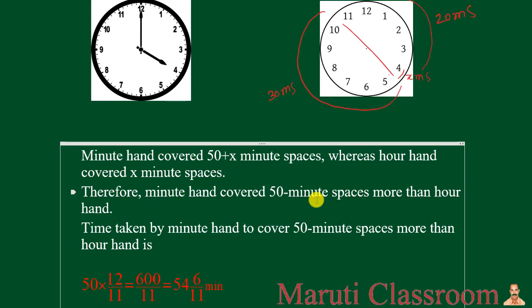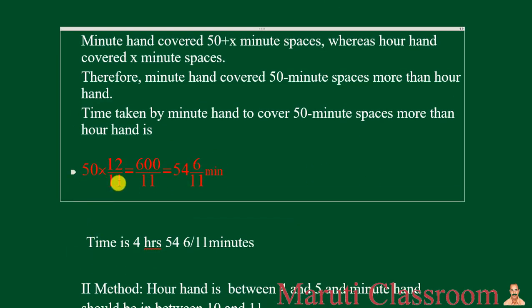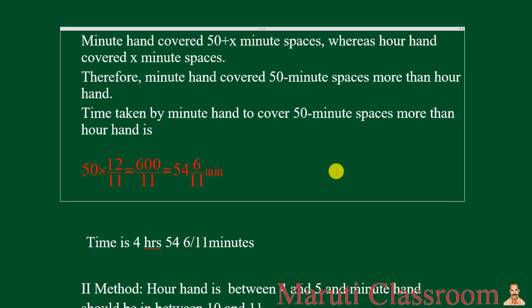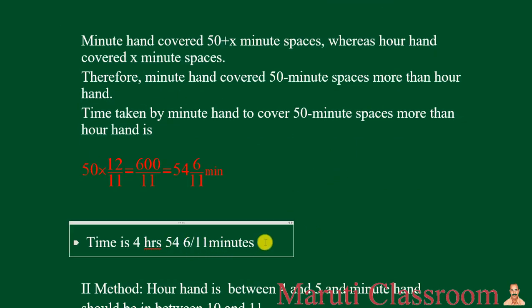In the previous video I told you the time taken by the minute hand to cover 1 minute space more than the hour hand is 12 by 11 minutes. So the time taken by the minute hand to cover 50 minute spaces more than the hour hand is 50 into 12 by 11, which is equal to 600 by 11. It is an improper fraction. Convert it into a mixed fraction. It becomes 54 6/11 minutes. It means the minute hand takes 54 6/11 minutes to come to this position from the 4 o'clock position. So at that moment the time is 4 hours 54 6/11 minutes.